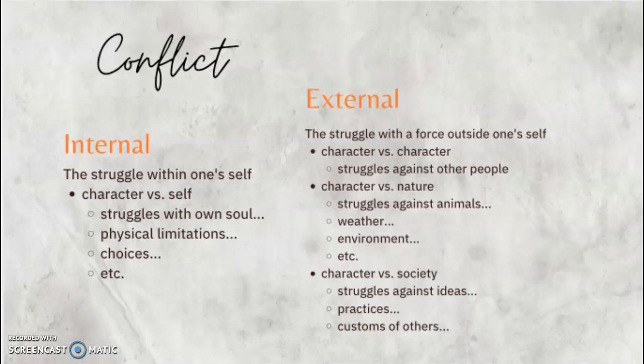So there's 2 main kinds of conflict. There's internal and external. First, we're going to cover internal, which is the struggle within oneself. And there's really only one kind of internal, which is character versus self. And this is when the character struggles with their own soul, maybe with their physical limitations, or maybe with their choices that they make throughout the story.